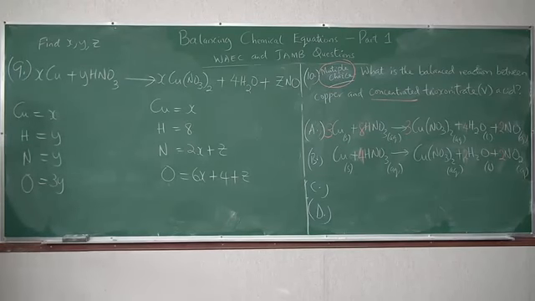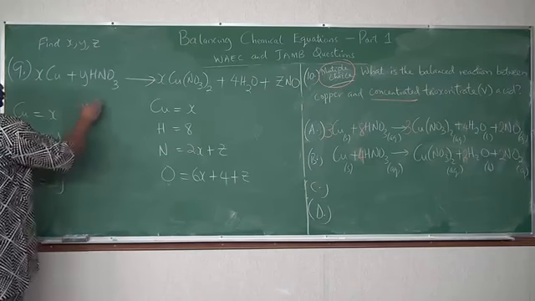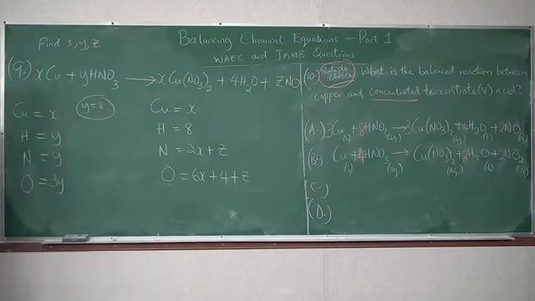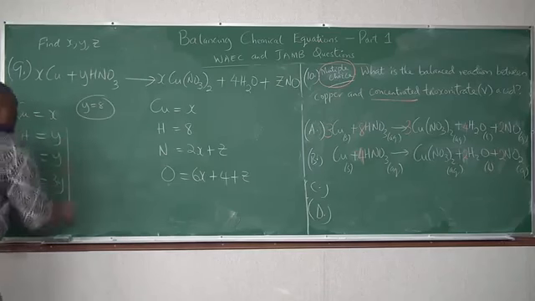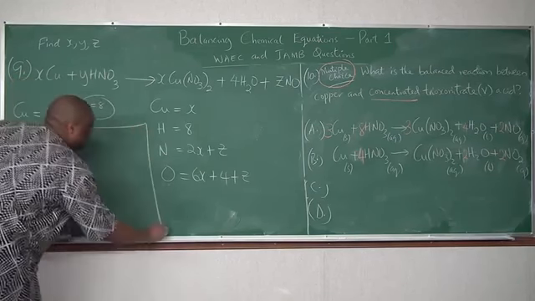X is equal to X. That's fine. Y is equal to 8 from hydrogen. Y is 8. Y is also equal to 2x plus z, and also 6x plus z is equal to 3y. Okay, so we are going to run into two equations, and we solve it.